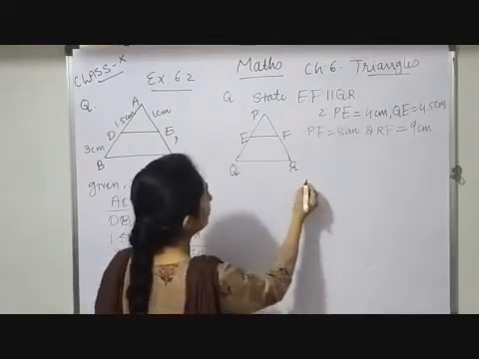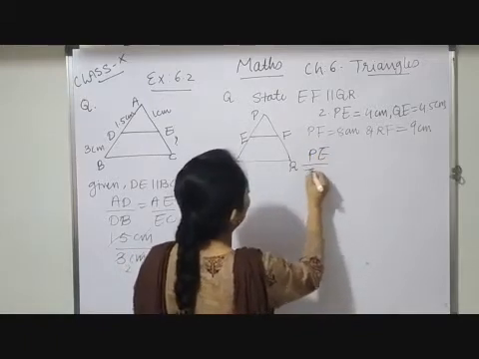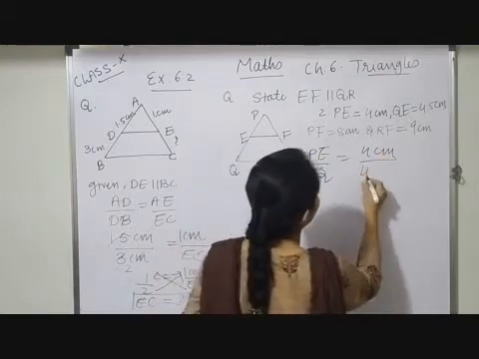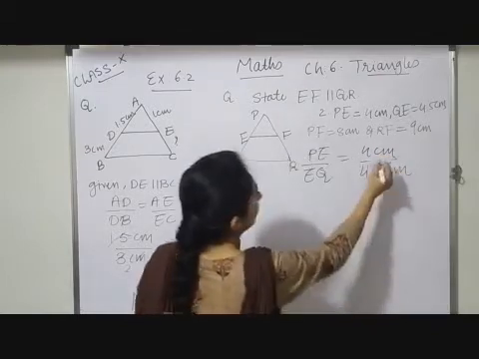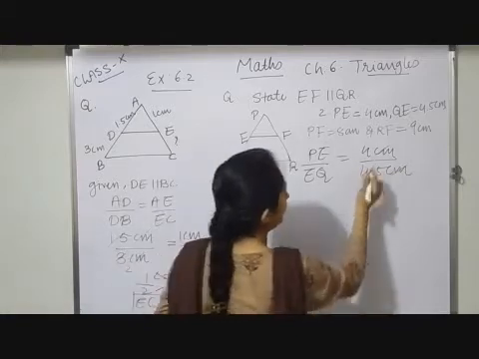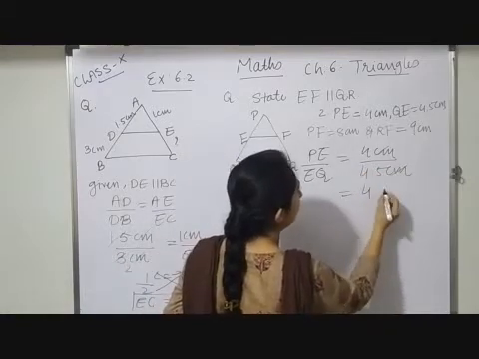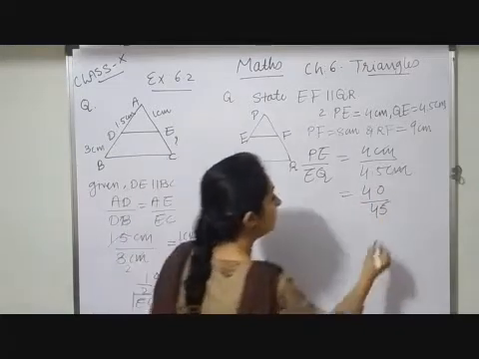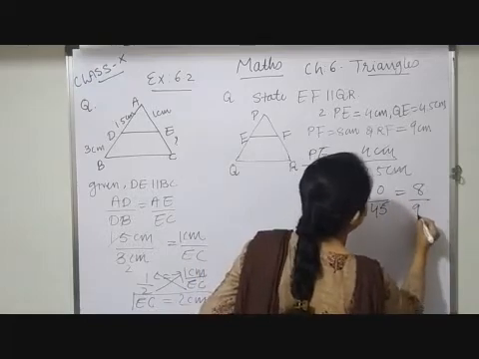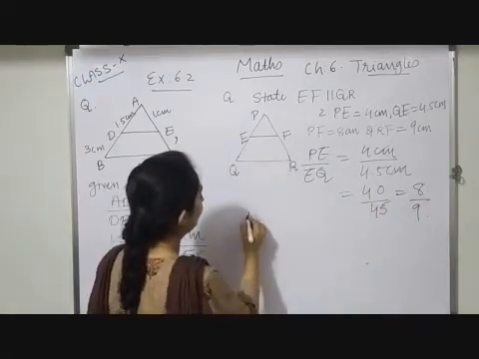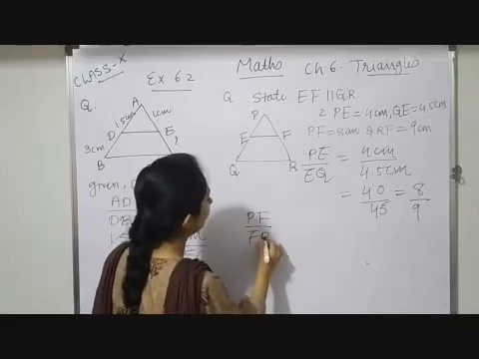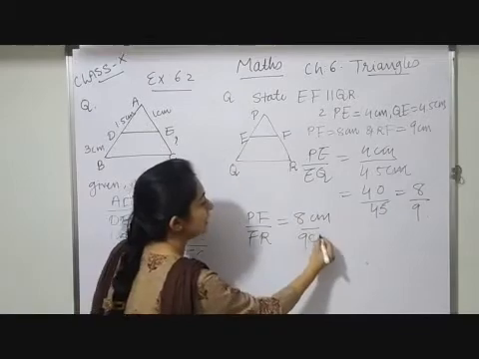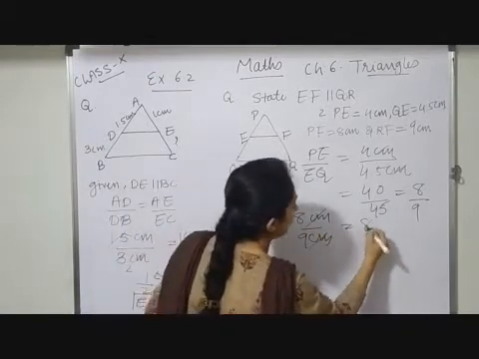Observe. Here also I will check the same ratio PE upon EQ. Here PE is 4 centimeter, EQ is given as 4.5 centimeter. Centimeter cuts. To remove the decimal, I will multiply numerator and denominator by 10. So I am getting 5 eights are 40 and 5 nines are 45. Second thing, PF upon FR. Your PF value is 8 centimeter. FR value is 9 centimeter. Both will be cancelled out, giving 8 by 9.